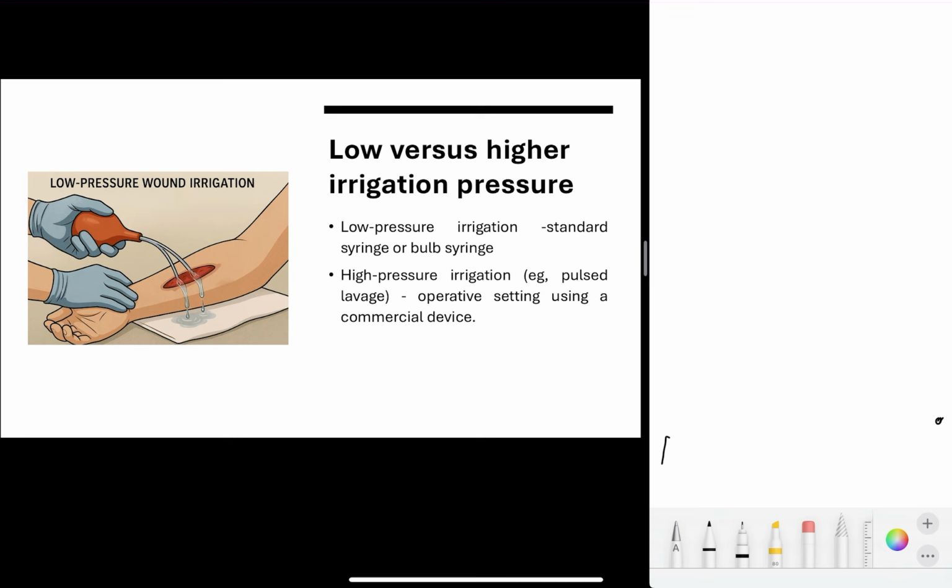Now there are two types of devices, low pressure versus high pressure irrigation. Low pressure irrigation is usually adequate to remove material from the surface of the wound, and it can be achieved by a standard syringe or bulb syringe. And high pressure irrigators are usually used in settings like the operation theatre.